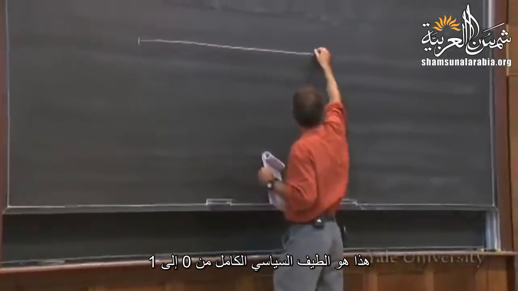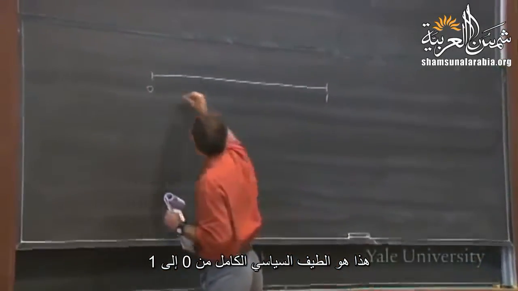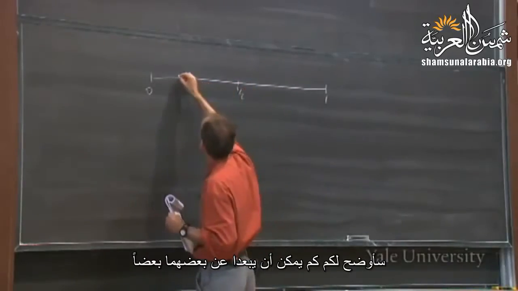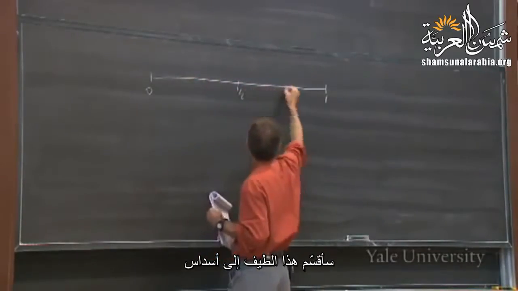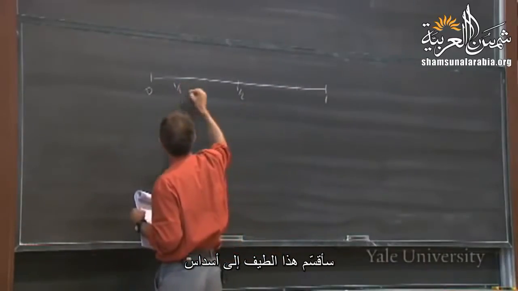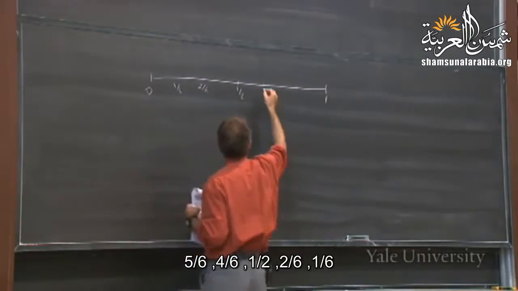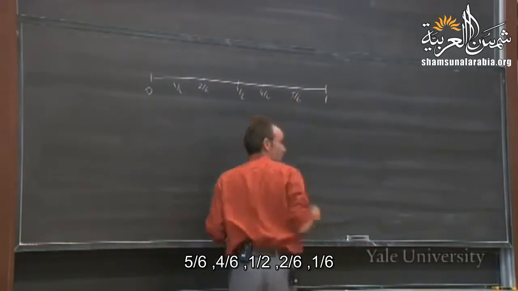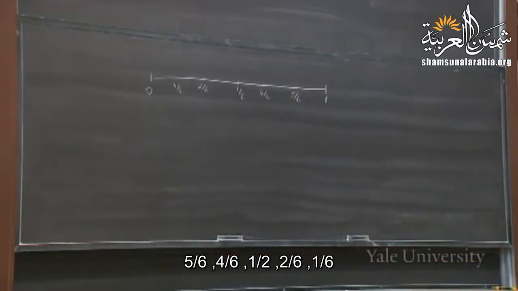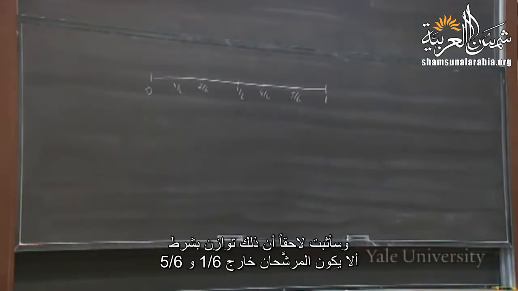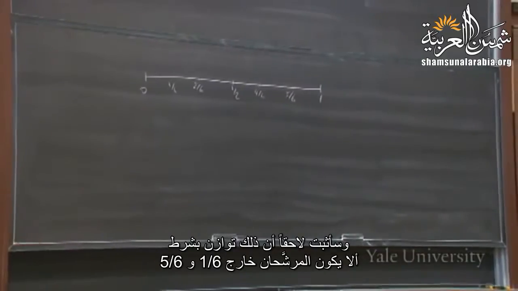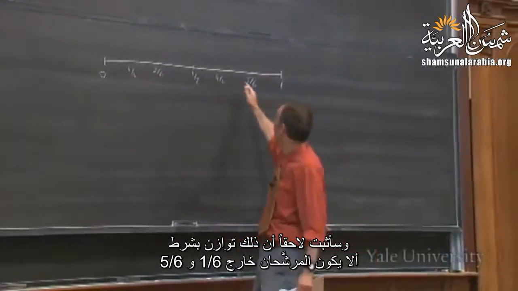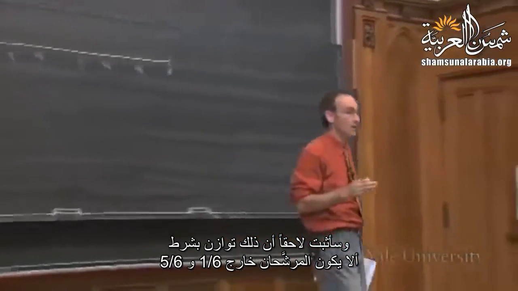So here's the full extent of our political spectrum from 0 to 1, and let me just try and illustrate how far apart these can be. What I'm going to do is divide this into sixths: 1/6, 2/6, a half, 4/6, 5/6. All right? So I claim, and I'll show afterwards, that provided the two candidates aren't outside of a sixth and 5/6, that will be an equilibrium.